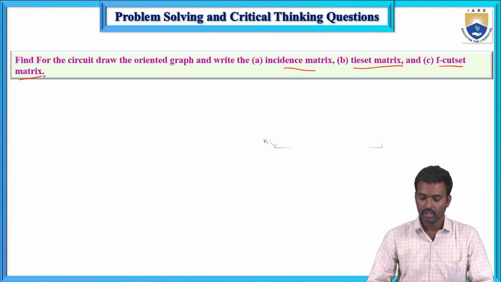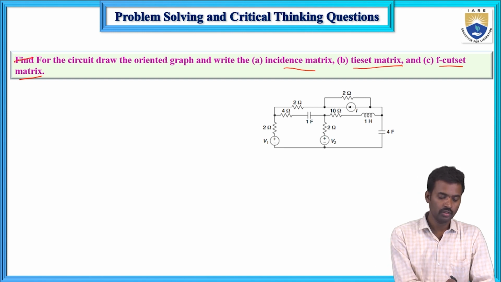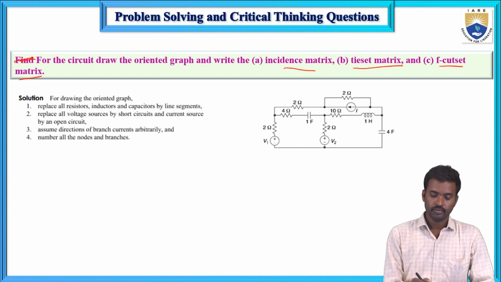So first, this is the network. For this network, first draw the graph. How will you draw the circuit graph? All elements are replaced by line segments. Current source is replaced by open circuit, and voltage source is replaced by short circuit, and assign the directions.